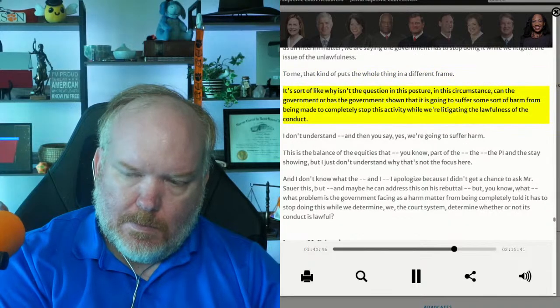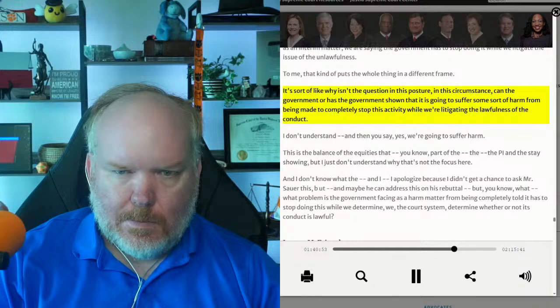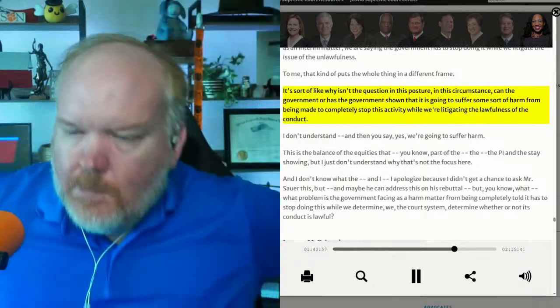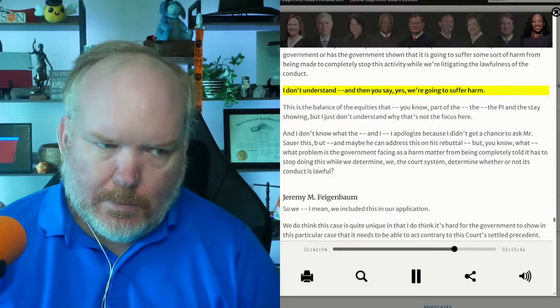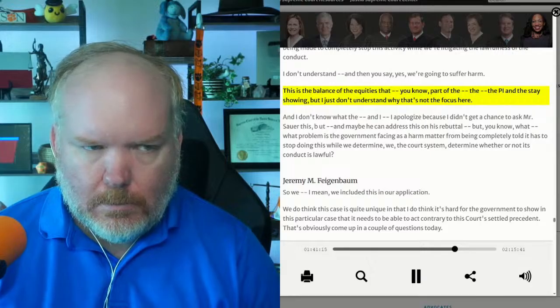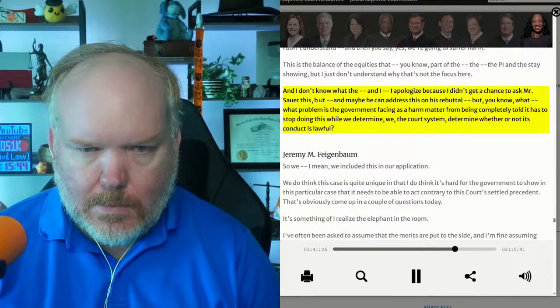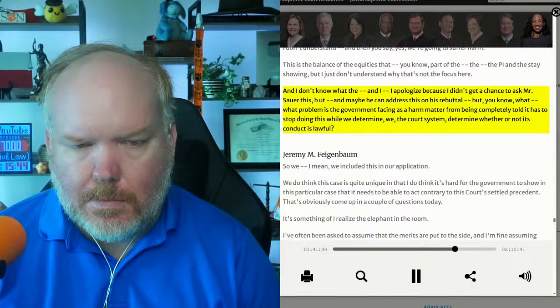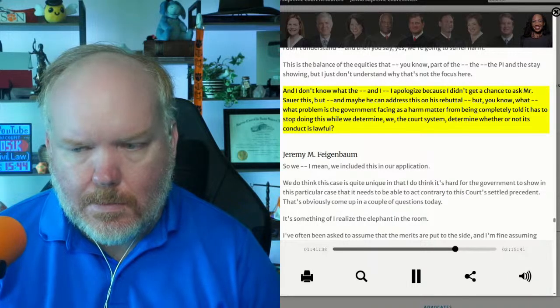It's sort of like, why isn't the question in this posture, in this circumstance, whether the government has shown that it is going to suffer some sort of harm from being made to completely stop this activity while we're litigating the lawfulness of the conduct? I don't understand. And then you say, yes, we're going to suffer harm. This is the balance of the equities, part of the PI and the stay showing. But I just don't understand why that's not the focus here. And I apologize because I didn't get a chance to ask Mr. Sauer this, and maybe he can address this on his rebuttal. But what problem is the government facing as a harm matter from being completely told it has to stop doing this while the court system determines whether or not its conduct is lawful?